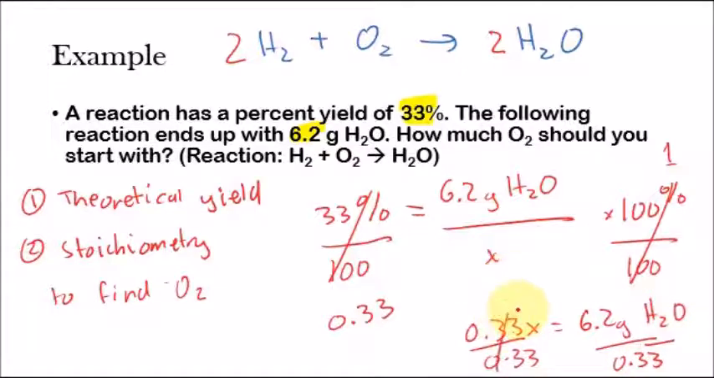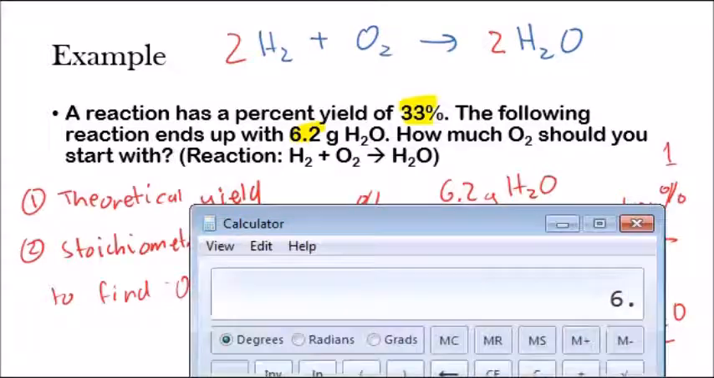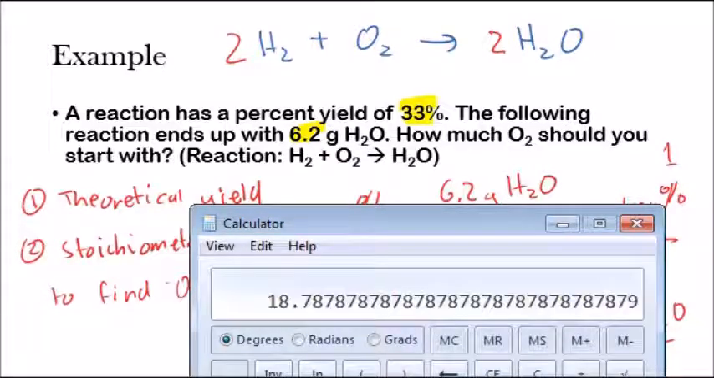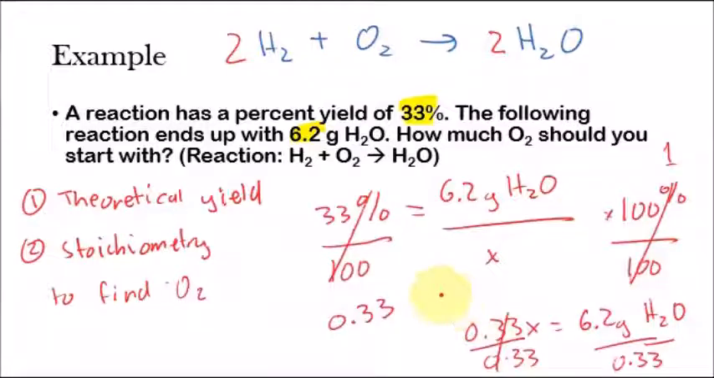And when we do that, 6.2 divided by 0.33, we get 19. So 19 grams of H2O. So this is the theoretical yield. Now that we've corrected for the percent yield by solving for the theoretical yield, we're going to use this number here. We're going to use this 19 grams of H2O. We're not going to use the 6.2 grams of H2O in order to find out how much O2 you should start off with. Okay, so let me erase all of this.